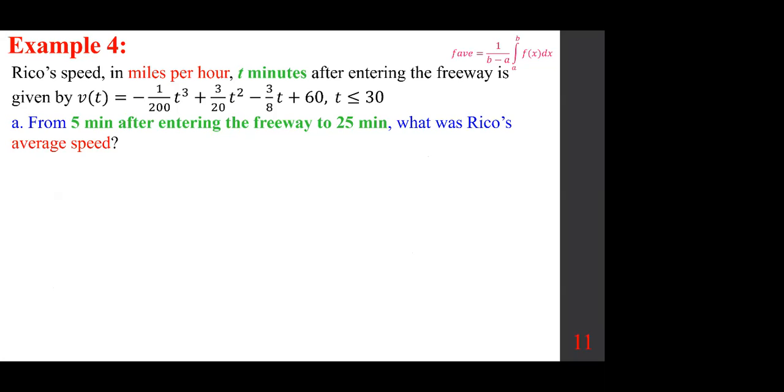Class, we use F average. And please understand, because it says minutes, it's okay here, but the answer for the speed is miles per hour. So don't mix them up. So let's find 1 over B minus A, 1 over 25 minus 5.